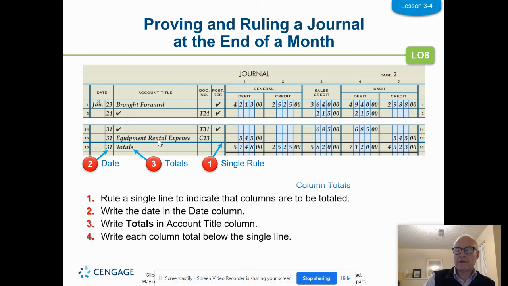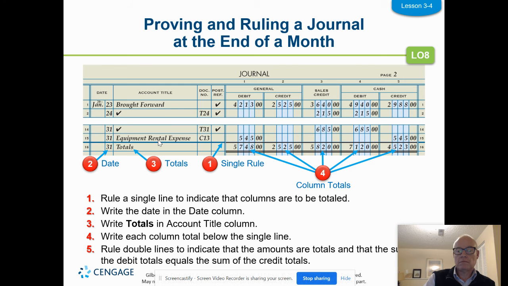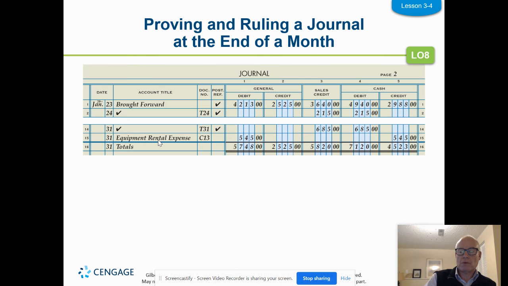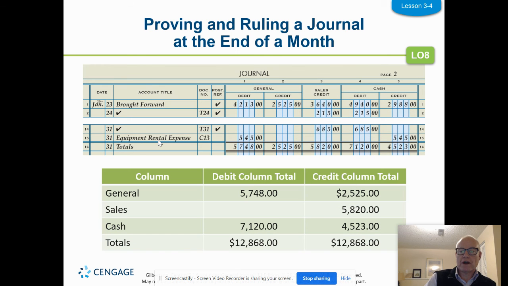Write each column total below the single line there. And again, make sure, indicate to put double lines in to indicate you've got your account totals and the debit totals equal the credit totals. Double rule. And there's what your activity looks like. Debits 5748 general, cash 7120, total 12868, and you can see the credits there match as well. You cannot move on with posting to any accounts until you make sure your journal entries, your journalizing, your debits equal your credits. Do not do it.